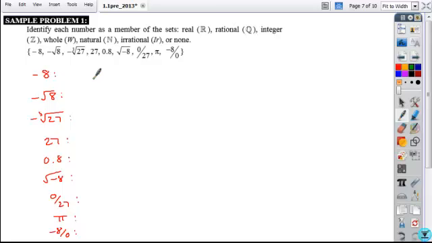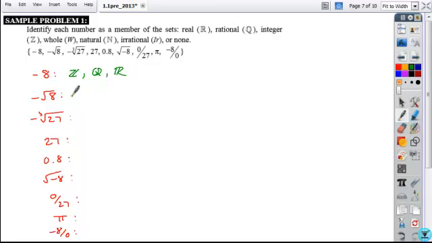Okay, so -8. What is the most specific classification for the subcategory of real number that -8 falls into? It's an integer. So we can say that this is an integer, Z. Which means if it's an integer, it's also considered what? Rational and real. So -8 would fall into all three of those classifications.